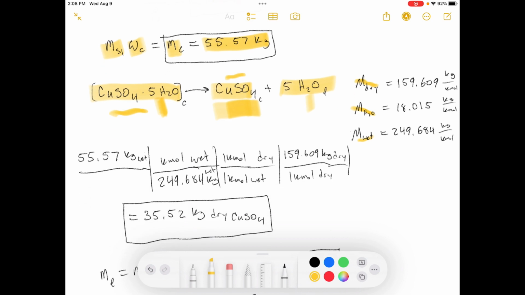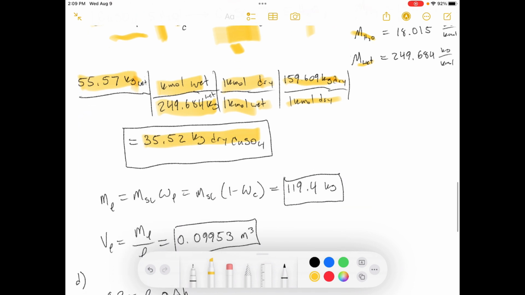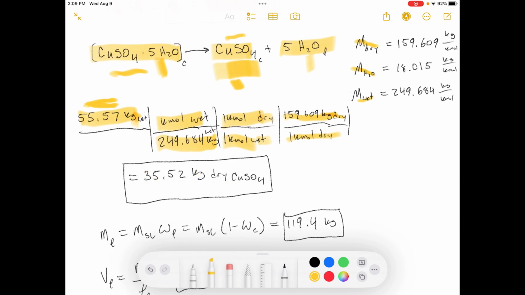So if we have this much mass of wet crystal going in, this is the molar mass, so we have this many moles of wet crystal. There's a 1-to-1 ratio of copper sulfate to wet crystal, okay? So dry to wet, there's a 1-to-1 ratio. So moles of dry has this mass, okay? So then all of these units cancel out and we're just left with the mass of the dry copper sulfate, and this is the mass of the dry copper sulfate. It's a little bit lighter, should be lighter, right? Because we're removing water from this, okay?